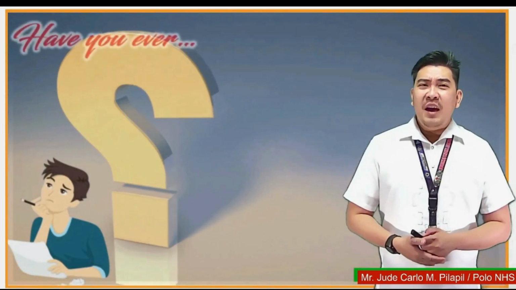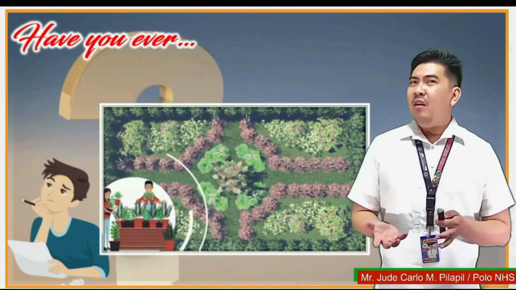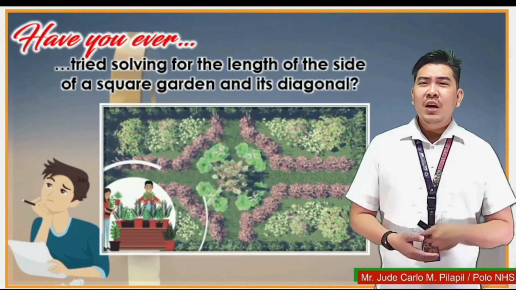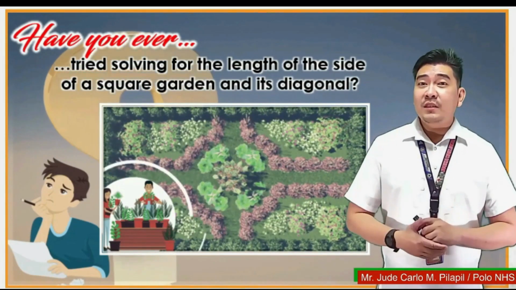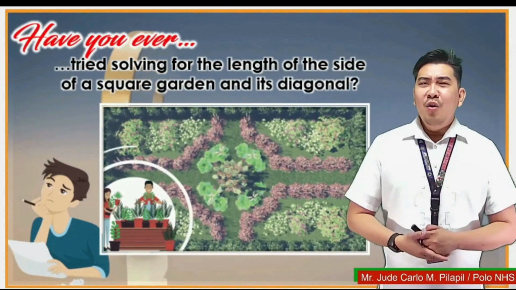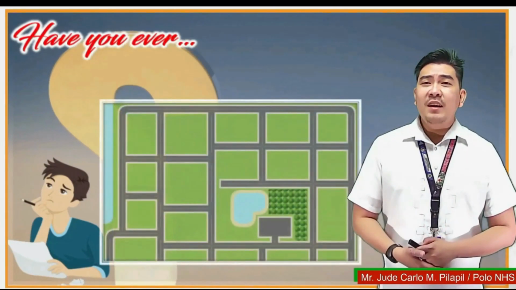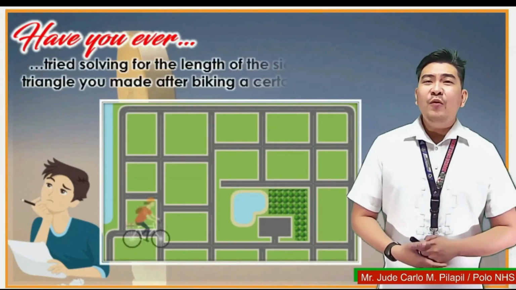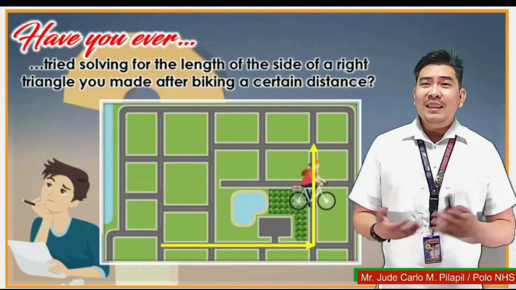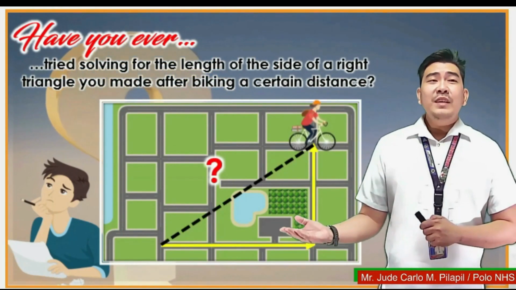Have you ever tried solving for the length of the side of a square or a rectangular garden and its diagonal? Let us say that you are to fence the garden and you are given the area. Or have you ever tried solving for the side of the right triangle that you made after biking a certain distance? Let us say the distance from your starting point to the ending point.